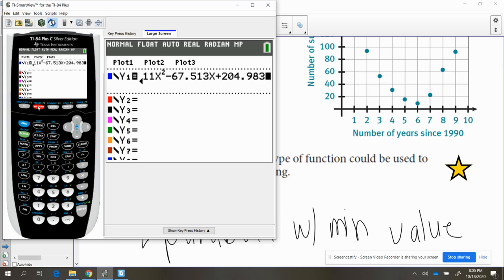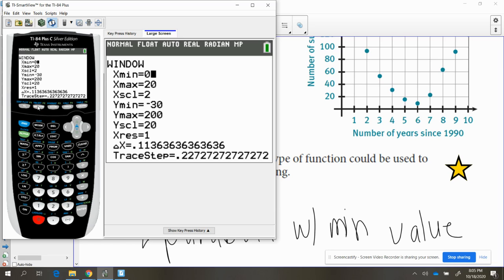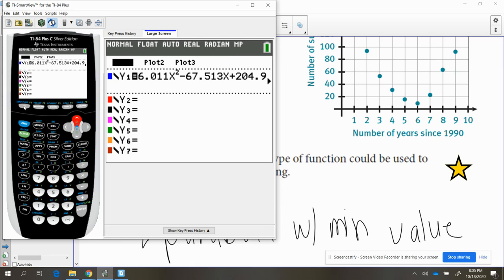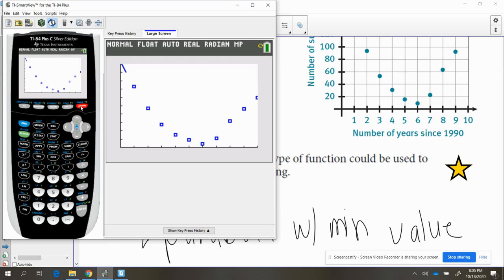I'm going to change my window so that I'm going from 0 to 10, and then up by ones. We'll start at 0, go up to 200, go up by 20. And just to look at the data pieces, I'm going to turn my stat plot on. So we see here those data points that we have graphed, and we see this quadratic graph, so we can kind of see that fit here.